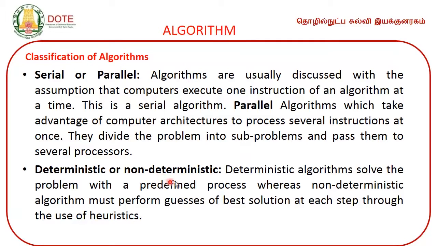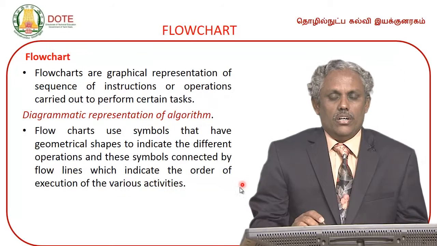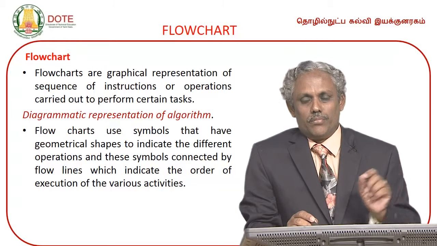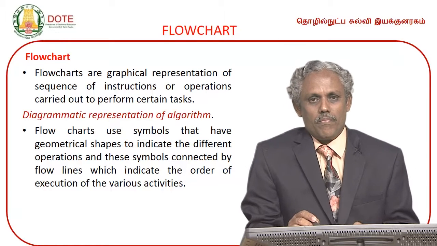Next, deterministic and non-deterministic types of algorithms. In this category, a deterministic algorithm solves the problem with a predefined process, whereas a non-deterministic algorithm must perform guesses of the best solution at each step through the use of heuristics. The algorithms are steps to solve the problem.